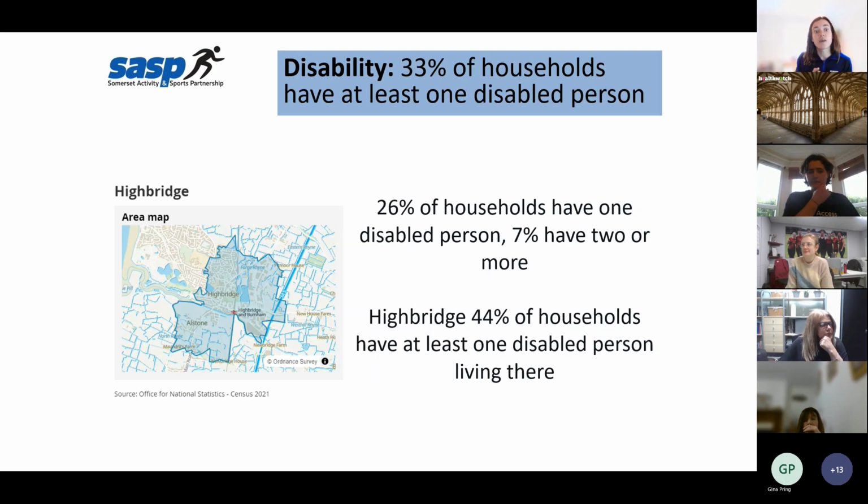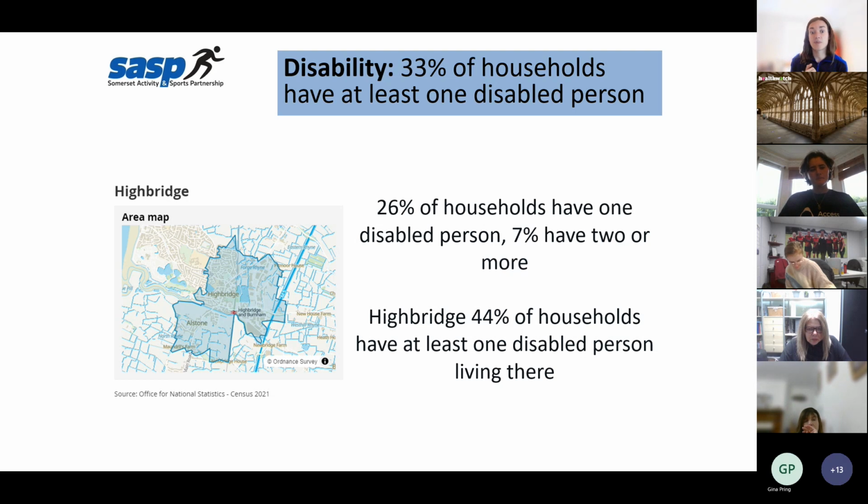So what we found in Somerset is that around a third of households have at least one person who has stated that they have a disability. 26% of those households have one person, 7% have two or more. So this is people who assess that their day-to-day activities are limited by a long-term physical or mental health condition. And it could be limited a lot or could be limited a little.